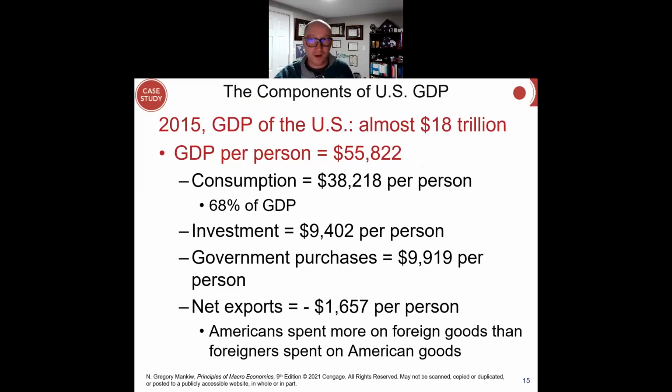1,657. So if I take those numbers, consumption 38,218 plus investment 9,402 plus government purchases 9,919 plus net exports of minus 1,657, I get to 55,822.